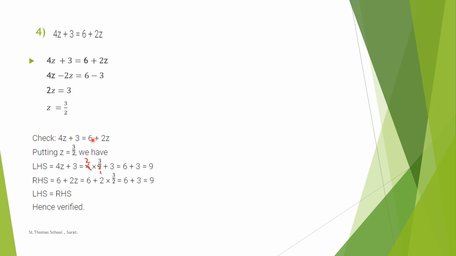Now RHS. What is RHS here? 6 plus 2z. What is the value of z? 3 by 2. So 6 plus 2 multiplied by 3 by 2. Again we can cut here. These 2 ones are 2. Again here 2 ones are 2. 3 ones are 3. So 6 plus 3, that is 9. Again LHS and RHS are same. So we can write here LHS is equal to RHS, hence verified.